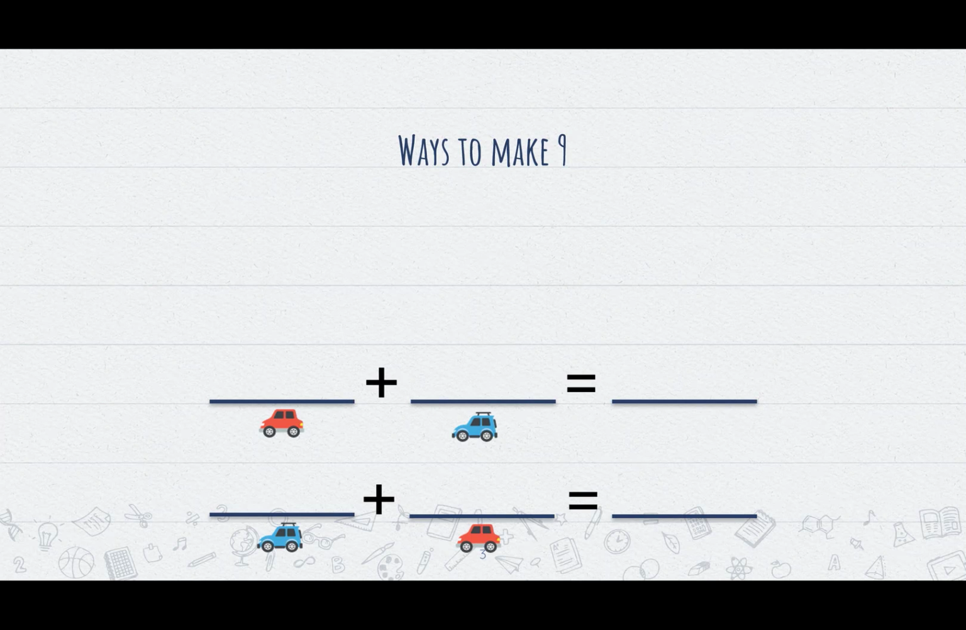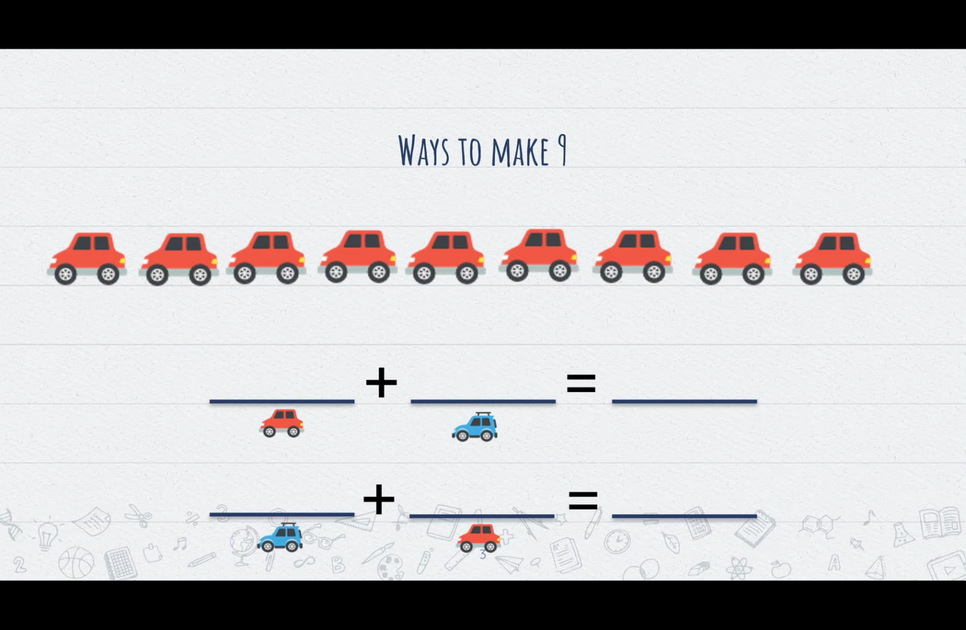So today we're going to be counting red cars and blue cars. So for our first way to make 9, this is how many cars we have. So we're going to figure out how many red cars we have and how many blue cars we have. And we're going to see how many are in each group to help us write our addition sentence. So first, I'm going to count all of my red cars. 1, 2, 3, 4, 5, 6, 7, 8, 9. So I have 9 red cars, and I don't have any blue cars.